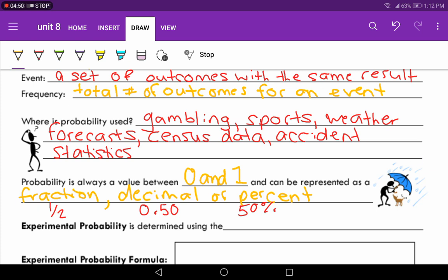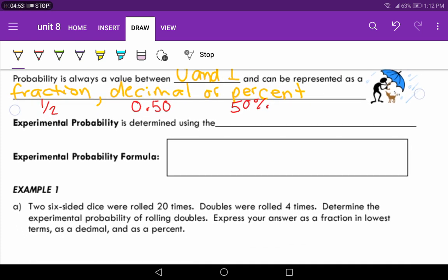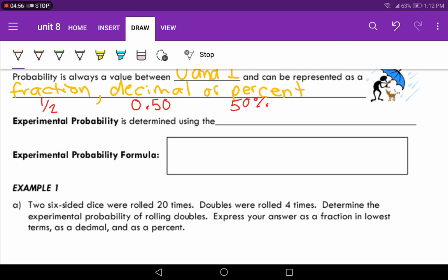Okay, so experimental probability. Obviously, we're going to be discussing a couple different kinds, but experimental probability is determined using the results of an experiment, which is kind of right in the name, right? Experimental probability is just probability that is figured out through an experiment.